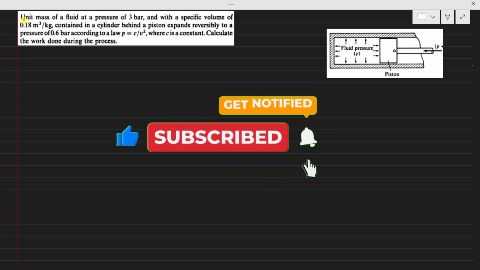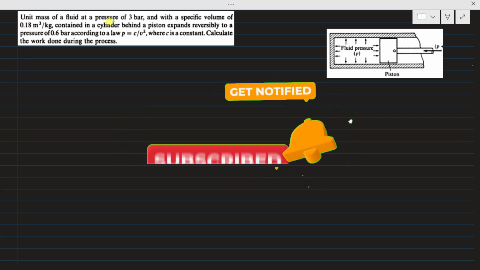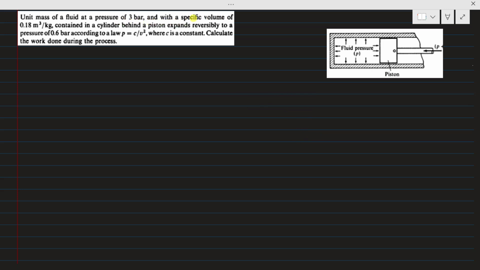Here is the statement. Unit mass of a fluid at a pressure of 3 bar and with specific volume of 0.18 meter cube per kg, contained in a cylinder behind a piston, expands reversibly to a pressure of 0.6 bar according to a law P is equal to C by V square, where C is constant. Calculate the work done during this process.